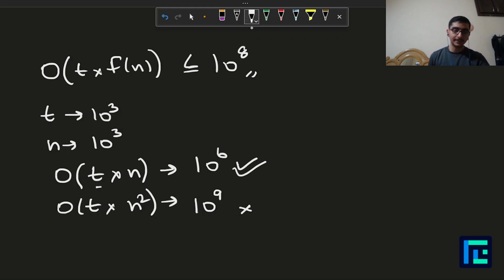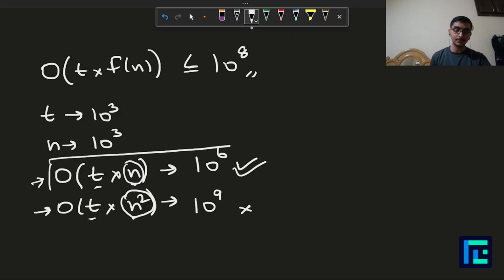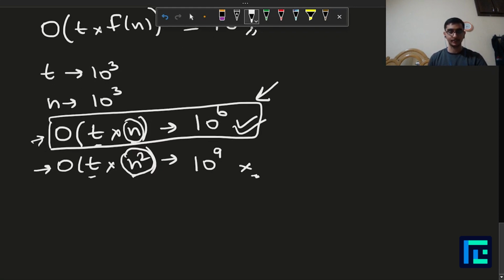So what do O of t into n and O of t into n square mean? In the first case, we are running O of n per test case, and in the second one, O of n square per test case. So O of n per test case works because that comes out to be in total 10 power 6 operations, which is well within our limit. But O of t into n square, which is the same as O of n square per test case, does not work. So we want our expected time complexity of the algorithm to be somewhere here, right? O of t into n.